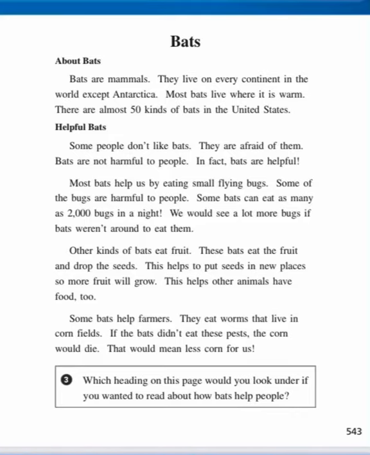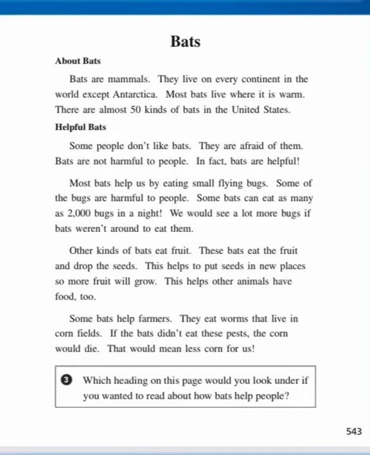Most bats help us by eating small flying bugs. Some of the bugs are harmful to people. Some bats can eat as many as 2,000 bugs in a night. We would see a lot more bugs if bats weren't around to eat them. Other kinds of bats eat fruit. These bats eat the fruit and drop the seeds. This helps to put seeds in new places, so more fruit will grow. This helps other animals have food too.